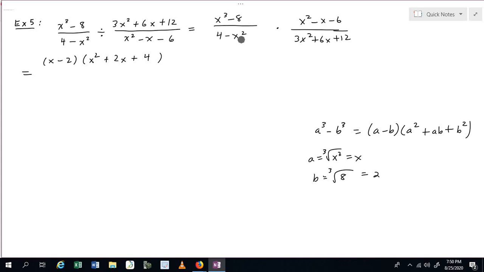Now below it, let's factor that. That's a binomial, and it happens to be the difference of squares. Remember, the difference of squares factors into a plus b times a minus b. In this case, the square root of 4 is your a, so that's 2, and the square root of x squared is your b, which is just x. So this factors into 2 plus x times 2 minus x.